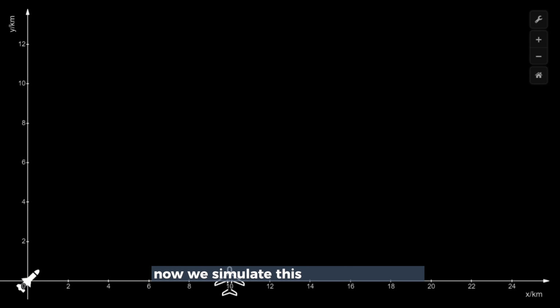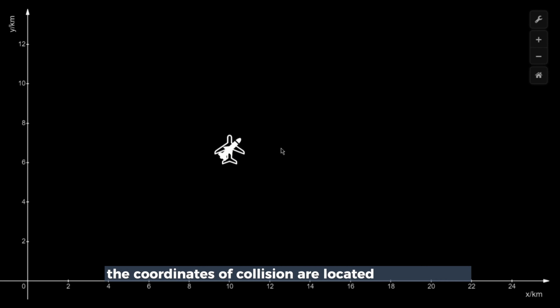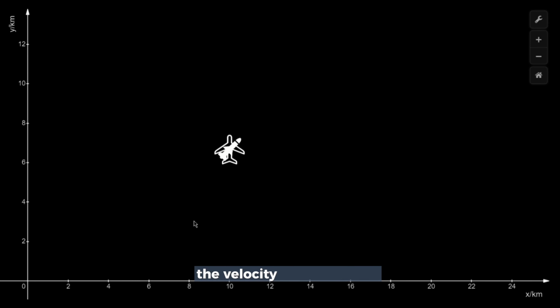Now, we simulate this real-life situation with the aid of GeoGebra. The image of the fighter jet and the missile are shown. Now we run this graph. It is found that the coordinates of collision are located at (10, 6.667) with collision time 4.8 seconds, which are accurate with the theoretical value. Hence, by knowing the three values, which are the velocity of the two objects and the straight line distance between the two objects, we can form a pursuit curve with variation pattern by using the general equation.